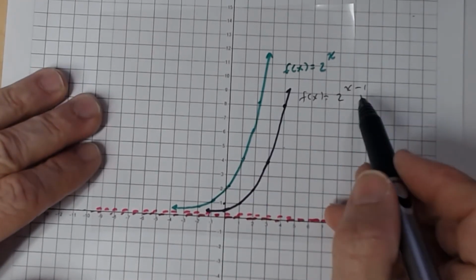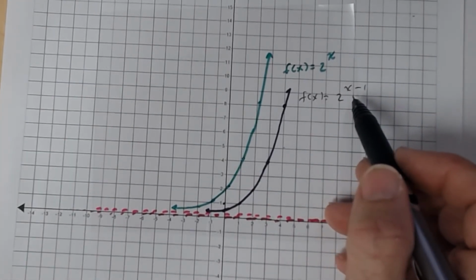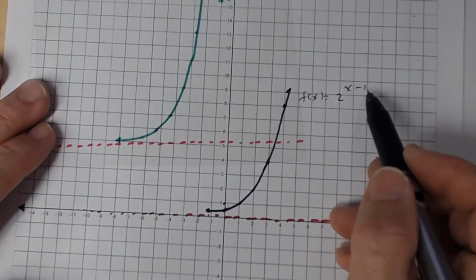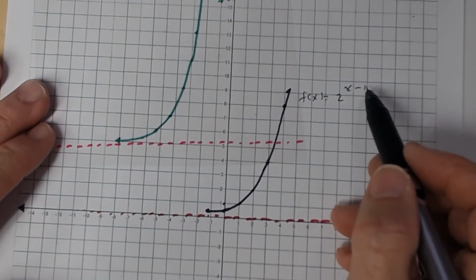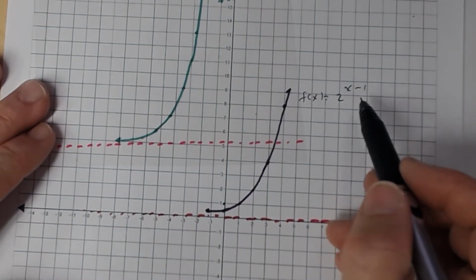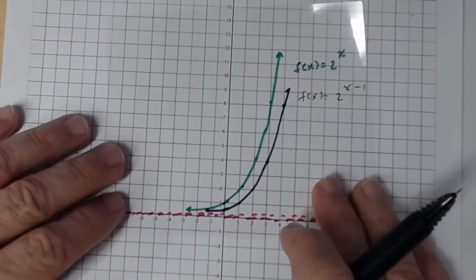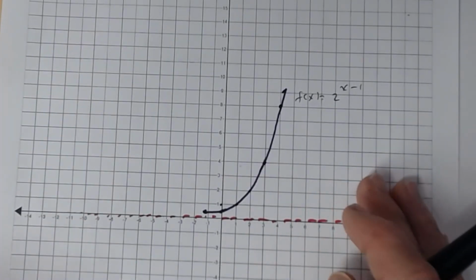Counterintuitive. So the best thing to remember is this. Whenever dealing with a horizontal translation, think of x minus and then that number. And that number, the positive 1, is your horizontal translation. So you move to the right 1 unit. Okay? All right.